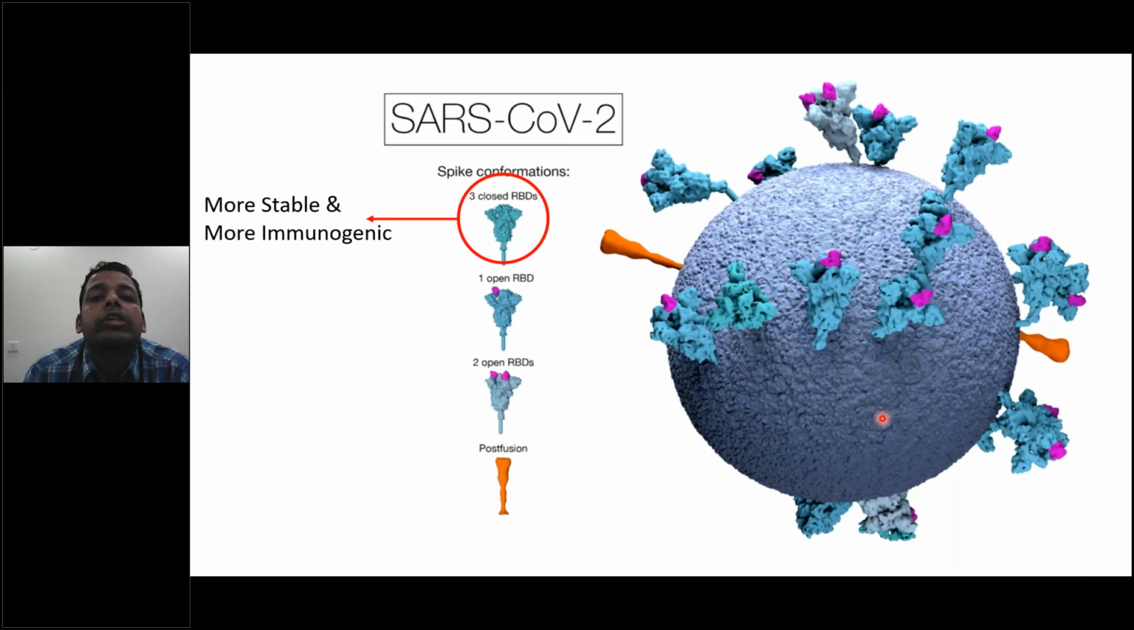So which is the most immunogenic fragment in the SARS-CoV-2 virus? That is the spike protein. And the spike protein also has multiple conformations, and it has been identified that the pre-fusion conformation that has 3 closed receptor binding domains is the most stable and most immunogenic conformation of the spike protein in the coronavirus.